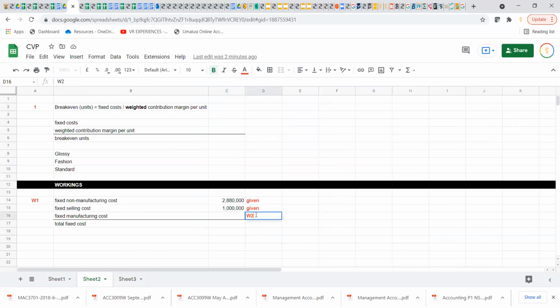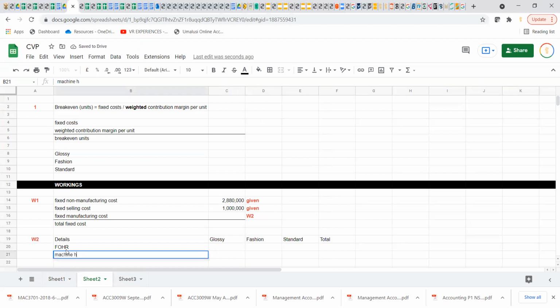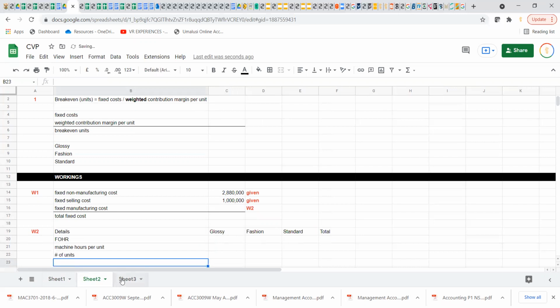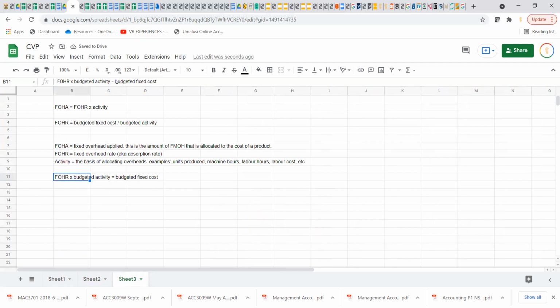Okay, so fixed manufacturing costs, I'm going to do working 2. To get fixed manufacturing costs, we're going to have the details: glossy, fashion, standard, and then total. Okay. So using that formula, we want fixed manufacturing costs. We know the fixed overhead rate. We know machine hours per unit. We know the number of units. So just to go back, we want to get budgeted fixed costs.